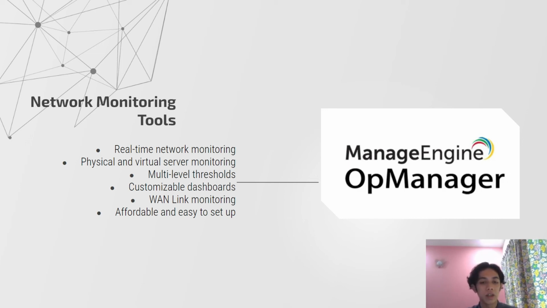Next, there are multi-level thresholds, and also customizable dashboards, where users can access default dashboards or create their own dashboards by making use of 200 performance widgets available and view the performance of their network at a glance. After that, there's WAN link monitoring, which monitors key metrics such as latency, jitter, RTT, and packet loss to eliminate network issues. And the last one is that ManageEngine OpManager is affordable and easy to set up.